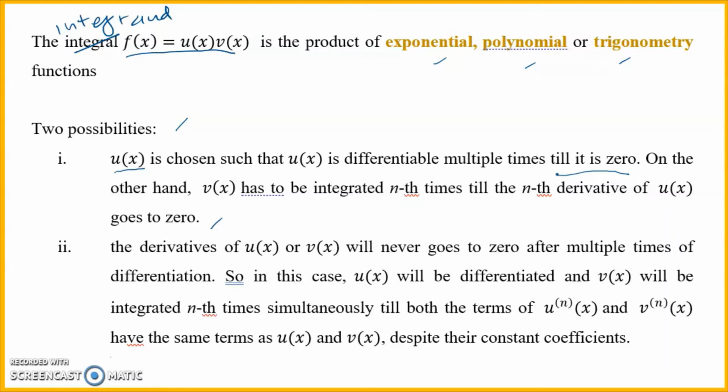In the second case, the derivative of u of x or v of x will never go to 0, no matter how many times we differentiate. So in this case, u of x will be differentiated and v of x will be integrated the same number of times until both terms have the same form as u of x and v of x, despite their constant coefficients.